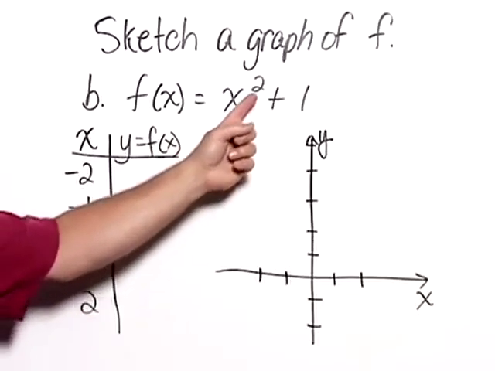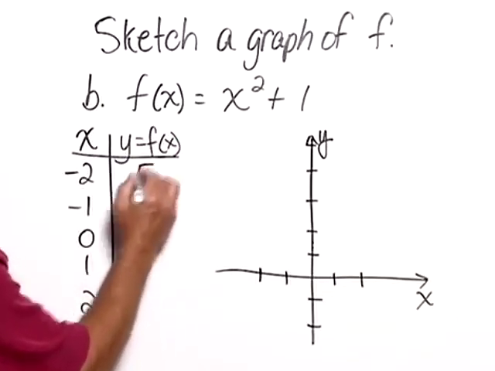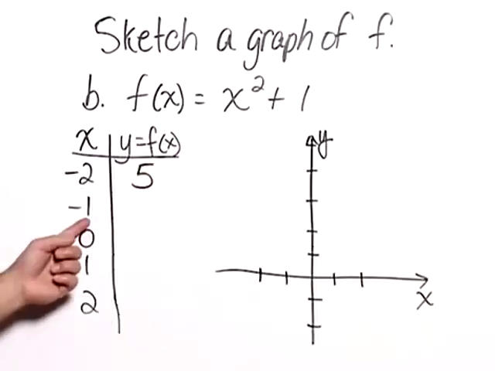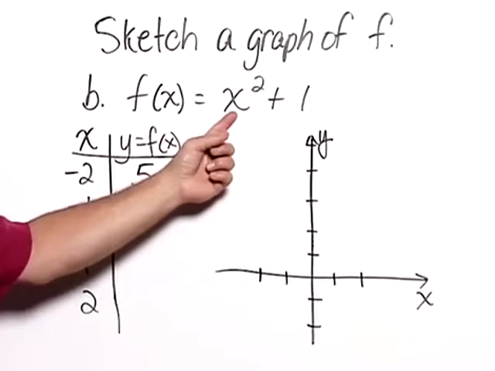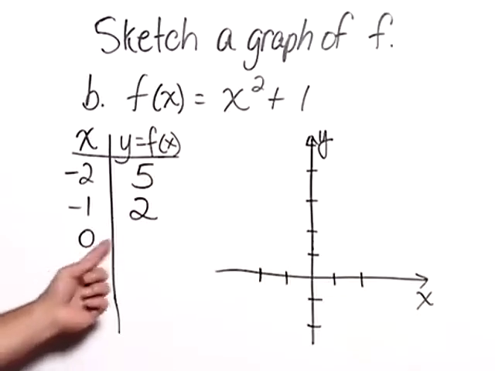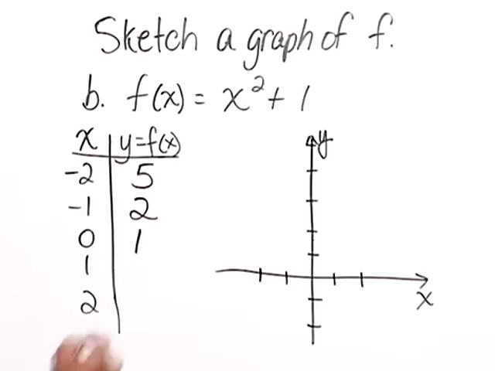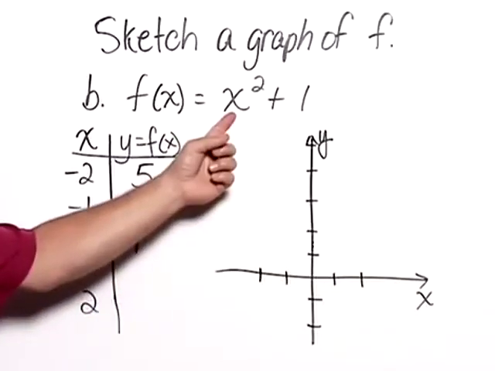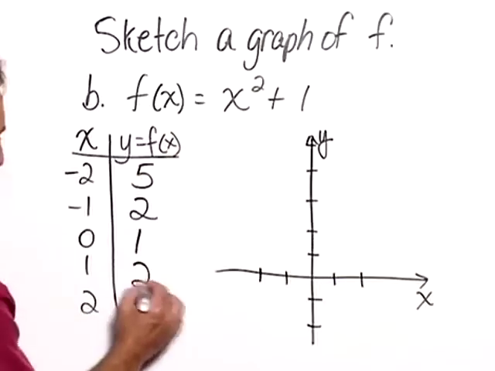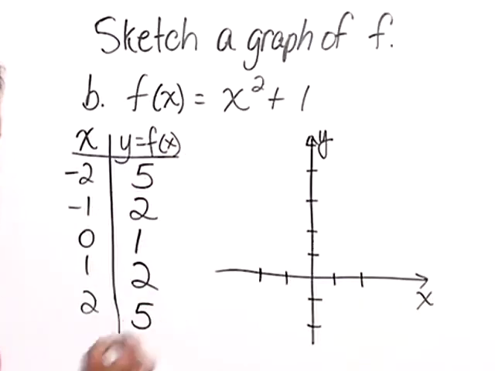Now negative 2 quantity squared is positive 4, plus 1 is 5. Negative 1 squared is positive 1, plus 1 is 2. When we substitute in 0 for x, we'll get 0 squared, which is 0, plus 1, which is 1. When we substitute 1 for x, we get 1 squared plus 1, which is 2, and then 2 substituted in for x, 2 squared is 4, plus 1 is 5.